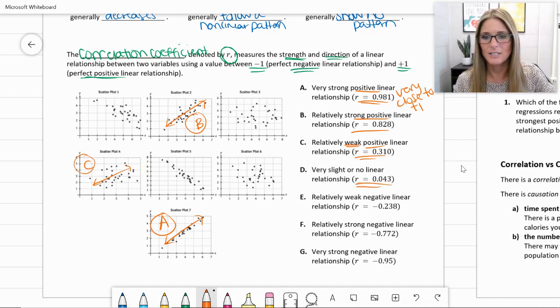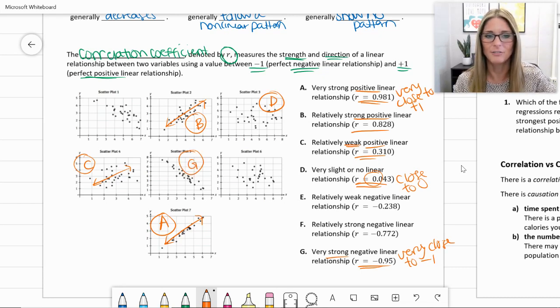D is going to be super easy. Notice how close this is to 0. This is very close to 0, so I'm going to look for the scatter plot that has no trend whatsoever. My eye is gravitating to this scatter plot number 3. I'll label that as D. And then we're going to slowly work towards our negative linear. I'm going to actually come down here to G, where we have a very strong negative linear. This is very close to -1. So this is going to be almost a perfect straight line. I see that graph number 5 there. Almost a perfect straight negative line there.